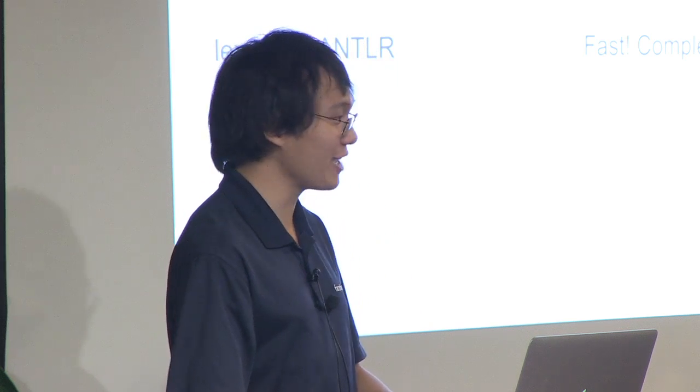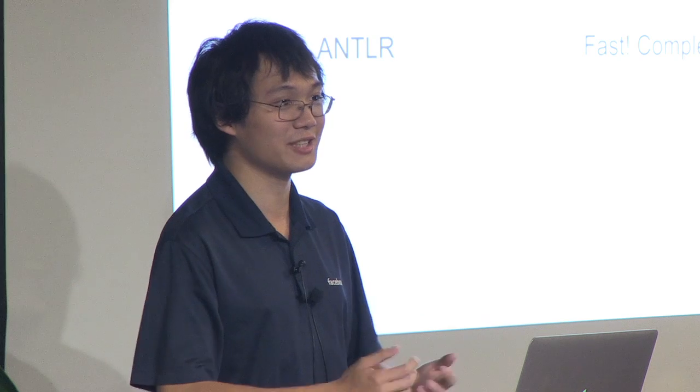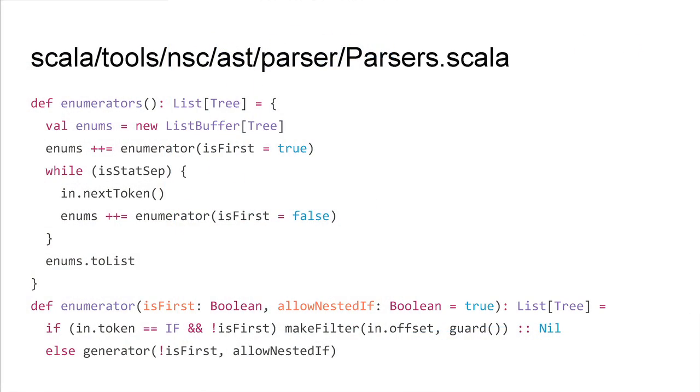So if you can't use regex, you'll fall back to a hand-rolled recursive descent parser. So that looks something like this. This is an example from the Scala compiler. You basically have a bunch of methods. Every method returns some data structure and parses some string that is usually a member of the object that all these methods are part of.